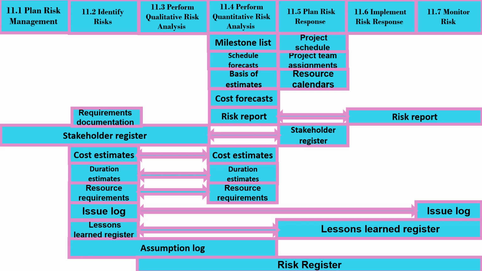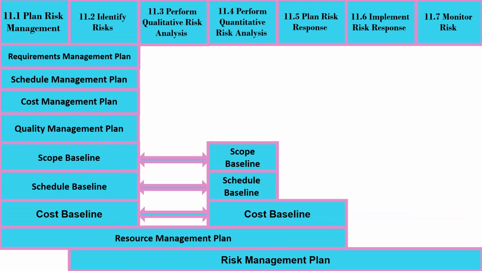The input of perform qualitative risk analysis is risk register, which is shared with all processes except plan risk management and identify risk. The inputs of perform quantitative risk analysis are milestone list, schedule forecasts, basis of estimates, cost forecasts, and risk report, which is shared with implement risk response and monitor risk. Finally, the inputs of plan risk response are project schedule, project team assignments, and resource calendars.